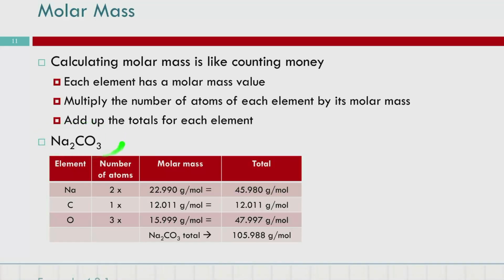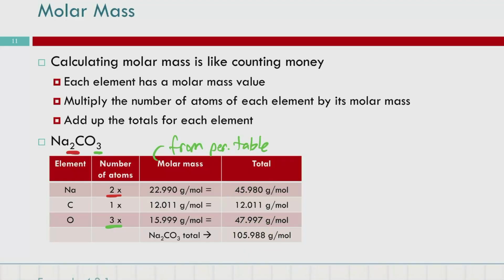So as an example, for this ionic compound with an oxyanion, sodium carbonate, Na2CO3. For Na2CO3, we've got, for sodium, 2 of them, 2 sodiums. For our carbon, we've got no subscript, so it's just 1 carbon. For our oxygen, we've got 3 of them. So we multiply the number of atoms that we have by the molar mass that we got off the periodic table. That'll give us a total of the molar mass for that element. We add all of those up and we'll get the total.